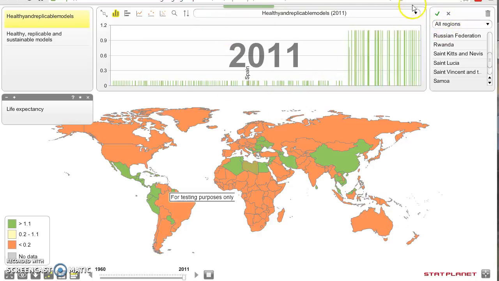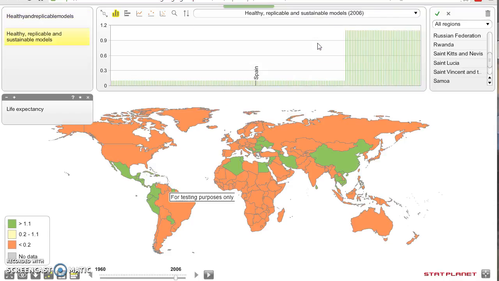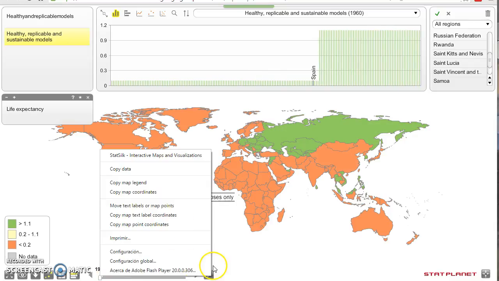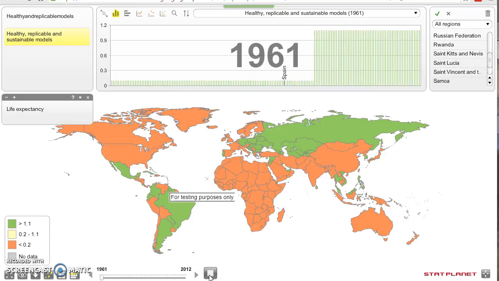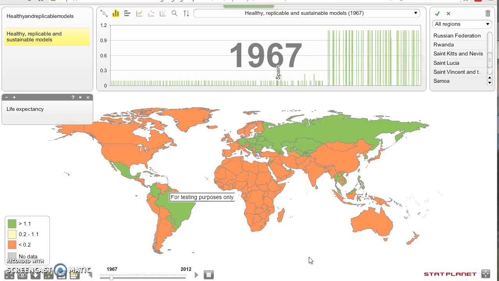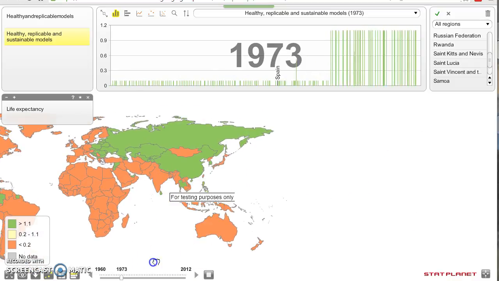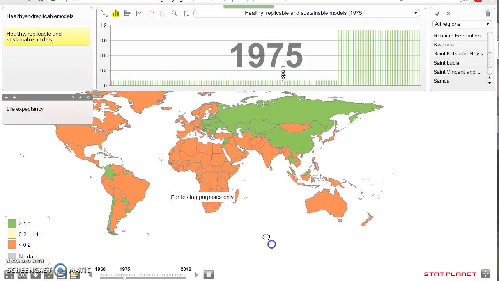with the other indicator, which is even more sensitive and defines the healthy, replicable and sustainable model, introducing the dimension of carbon emissions within the planetary boundary. And this is again how the world looked, although we only have the carbon emissions per capita recorded after the year 2000, and which countries have remained healthy and replicable, but after the year 2000 were also sustainable.